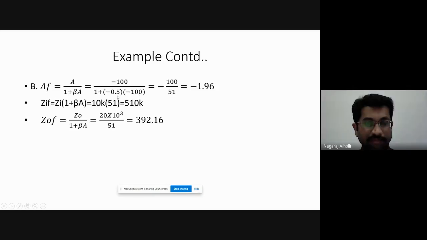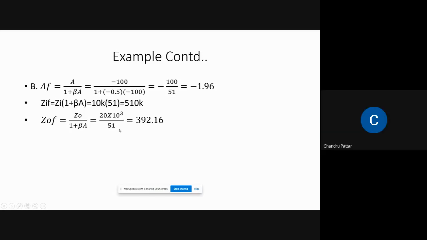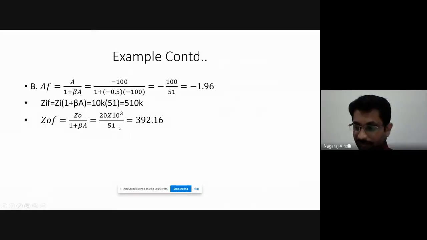0.5 into 100 is 50. Is it not? 0.5 into 100 is 50. Shift by one decimal place, so it will be 50. Then minus into minus is plus. 50 plus 1 is 51. Yes or no? Yes, sir. Your doubt is clear? Okay. Yes, sir. Clear, sir. Fine.